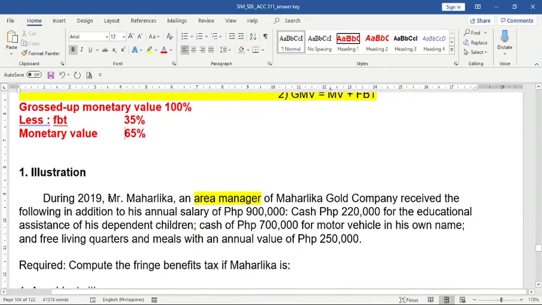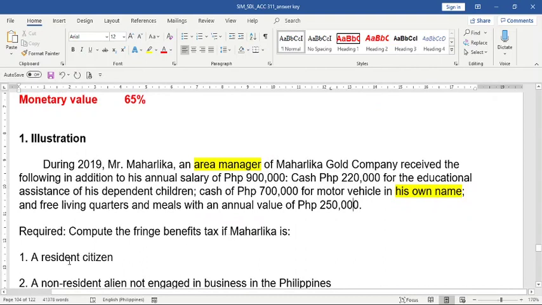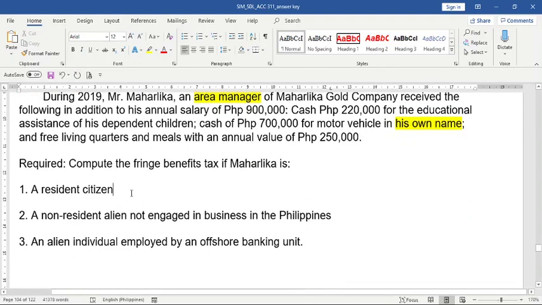First illustration: Mr. Maharlika, an area manager of Maharlika Gold Company, received the following in addition to his annual salary. He received 220,000 as education assistance for his dependent children, cash of 700,000 for a motor vehicle in his own name, and free living quarters and meals with an annual value of 250,000. Required: compute the fringe benefit tax if Maharlika is a resident citizen. Recall, for a resident citizen, the rate is 35%.